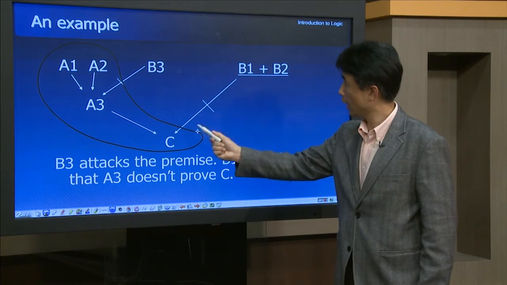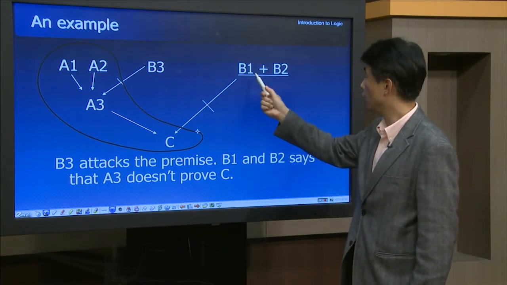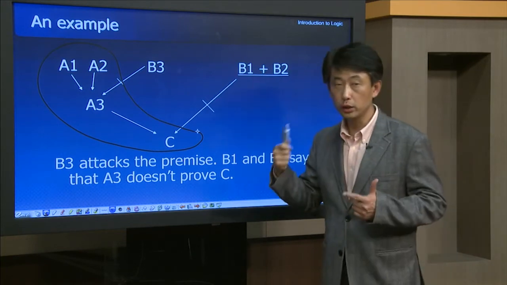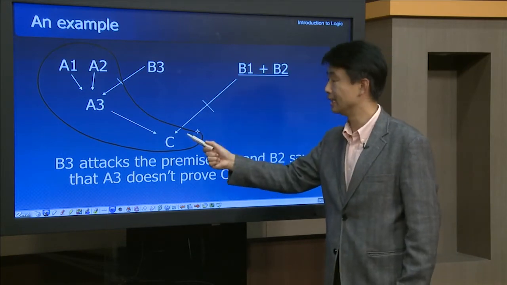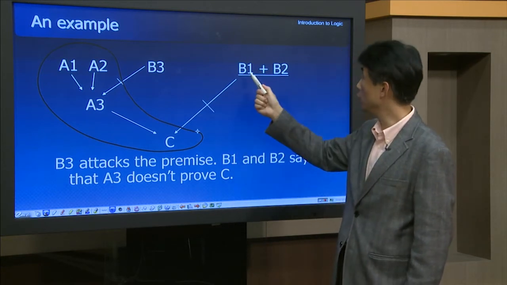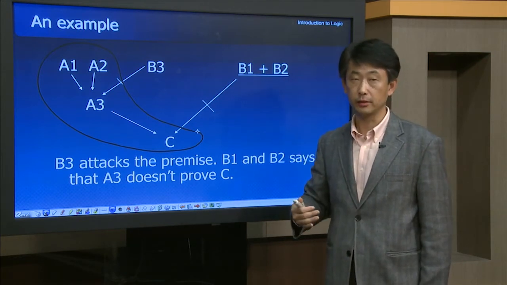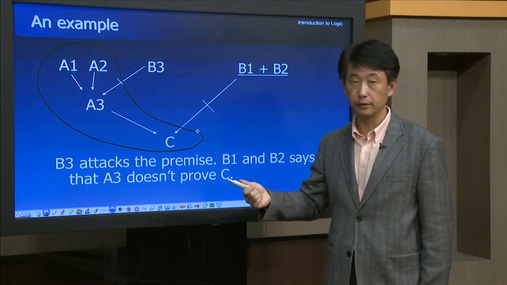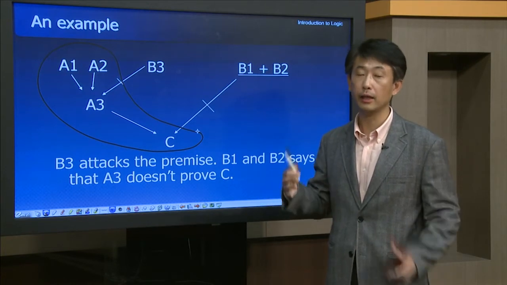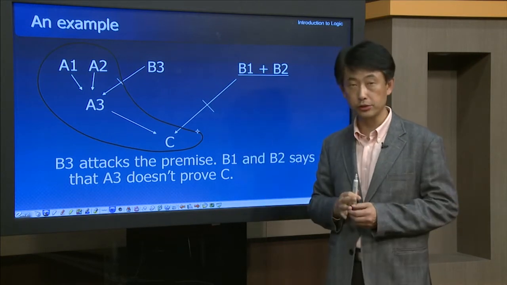This arrow with the slash mark shows that the premises B1 and B2 jointly support not C. B1 and B2 are the negative grounds for C. B1 and B2 jointly support why C is not the case. That's what this slash mark means.